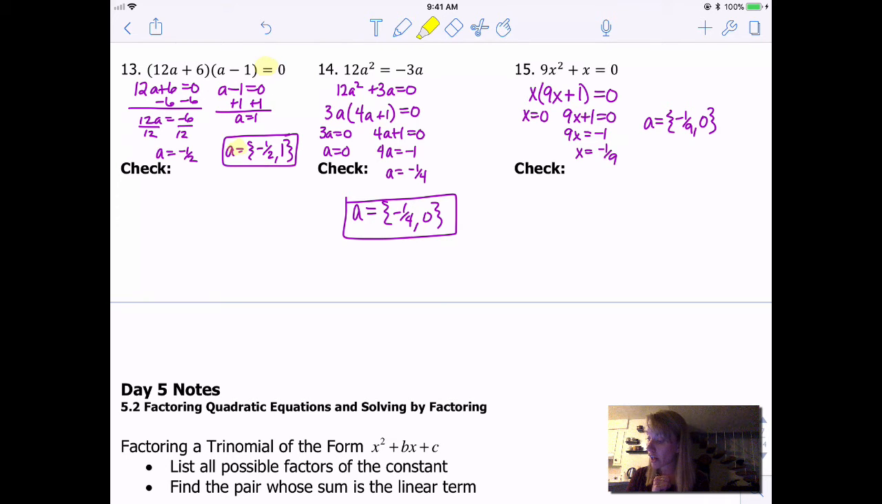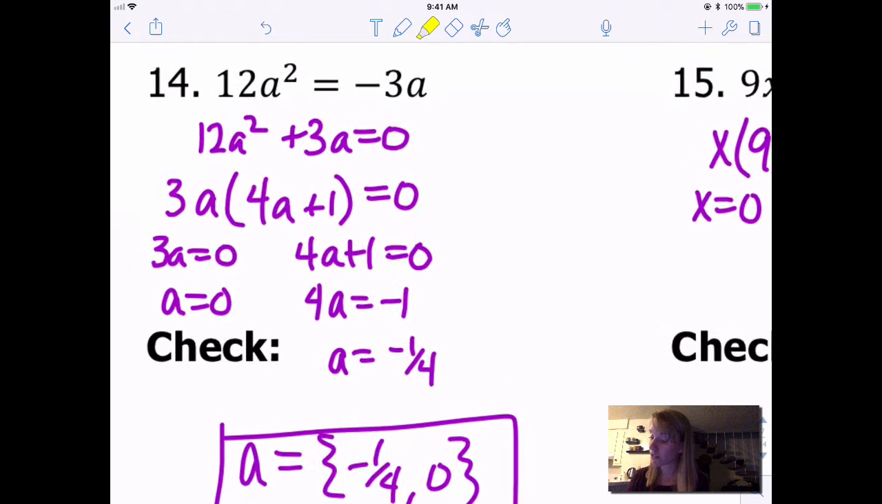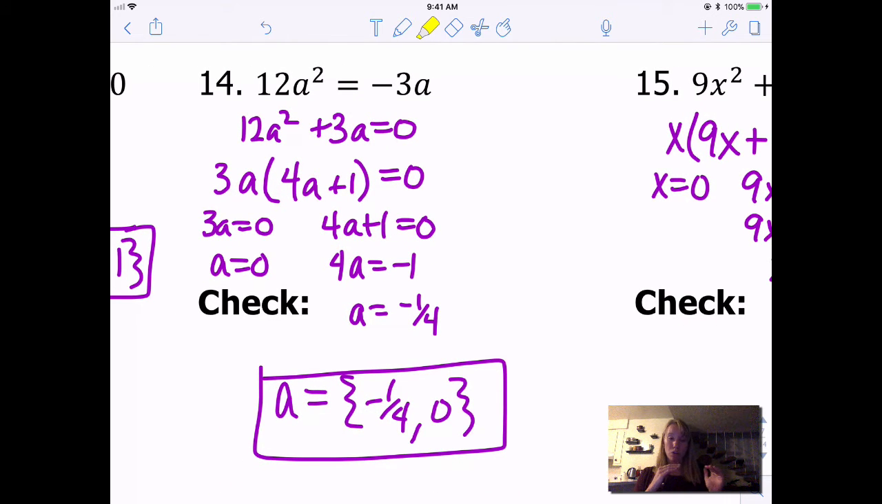Number 14, we have a -3a on one side. So when I move that over so that I have an equal 0, I'm going to have 12a squared plus 3a. There's a 3a as our GCF. When you take out a 3a from the second term, remember that you need that 1, like as a placeholder, because 3a times 1 is 3a. But once you do that, you should get a equals 0 and a equals -1/4.